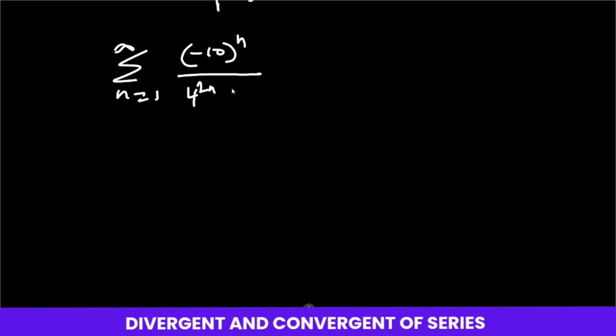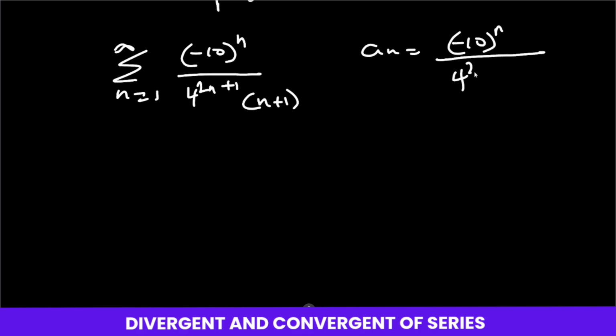Now let's say we have the summation from n equals 1 to infinity of (-10)^n divided by 4^(2n+1), all multiplied by (n+1). This is actually a_n. So in other words, a_n is equal to (-10)^n divided by 4^(2n+1) times (n+1). I'm just rewriting it again.